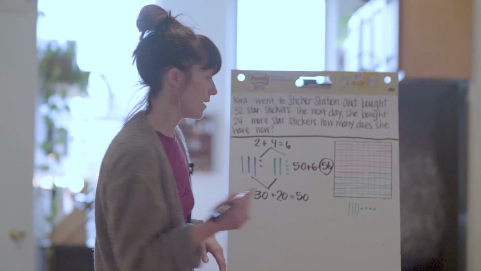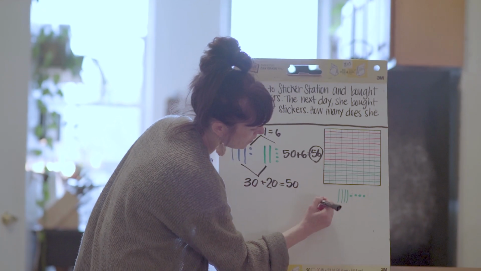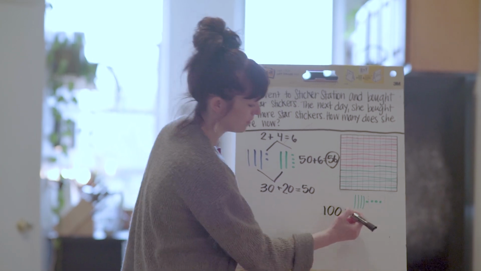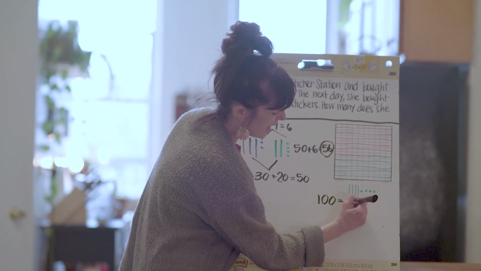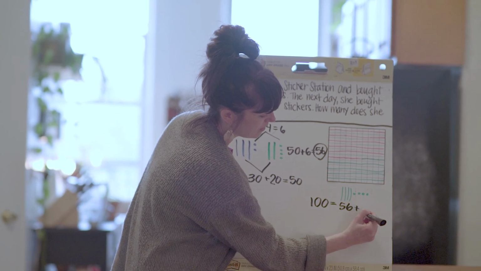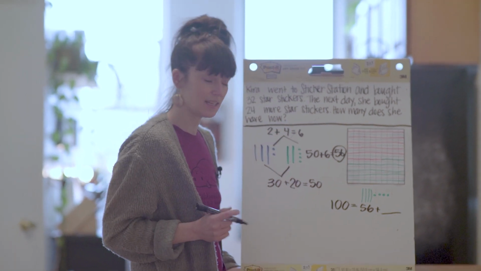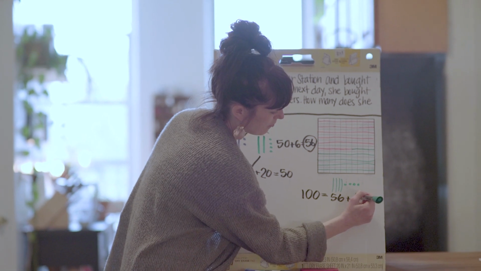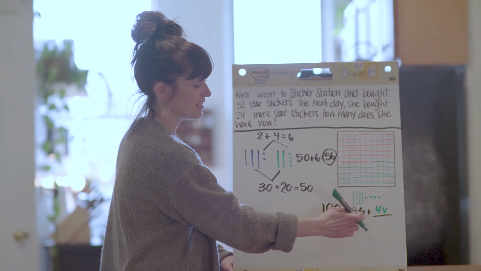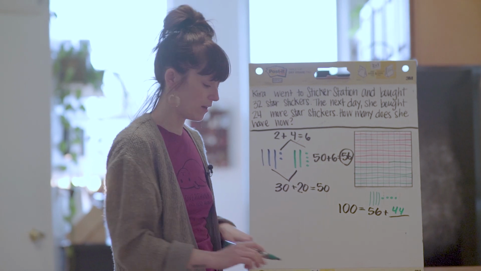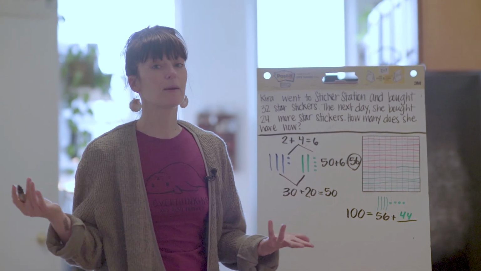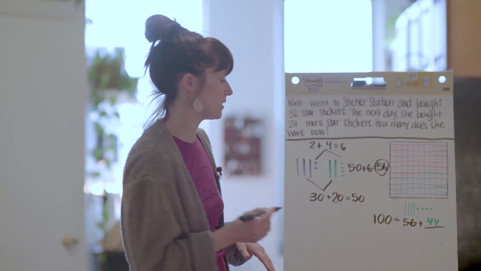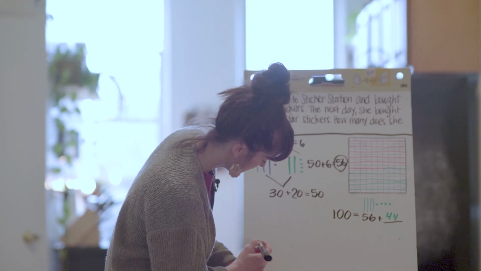Let's write this into an equation. So we know that the whole page will be equal to 100 stickers. And she has 56 stickers. And we need to figure out what she's adding to get to that. So we figured out that she would need 44 stickers. So 56 plus 44 is equal to 100. Well, some of you might say, you know what? I like working that way, but I also really like using number lines. So let's try it on the number line.